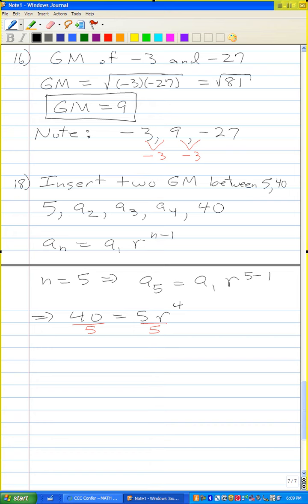insert two geometric means. That makes my life much easier. Okay, and so they just want two geometric means, not three. So two geometric means. And so 4 minus 1 is 3. Divide both sides of my equation by 5. So 8 equals r cubed. Subtract 8 from both sides.